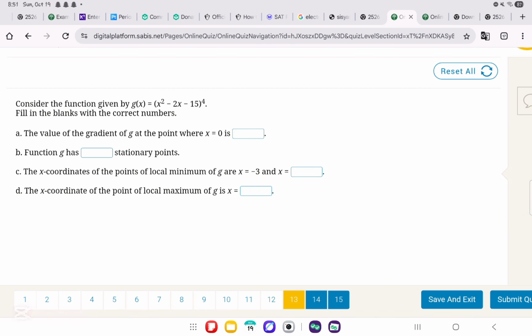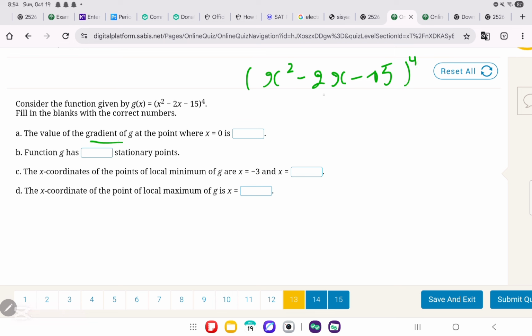What does it say? It says, consider the function given by g(x) equal (x squared minus 2x minus 15), all of it to the power of 4. The value of the gradient of g at the point where x is equal to 0 is. What does this mean? They want us to take the gradient of this, right? So (x squared minus 2x minus 15) to the power of 4. Let's take the gradient. How do we find the gradient?